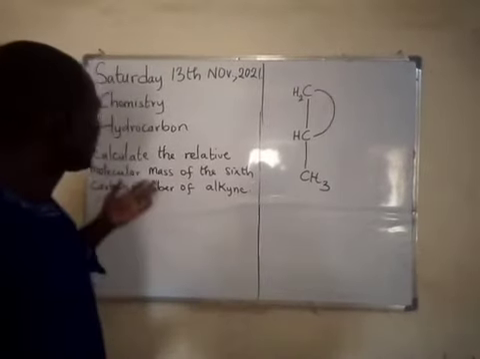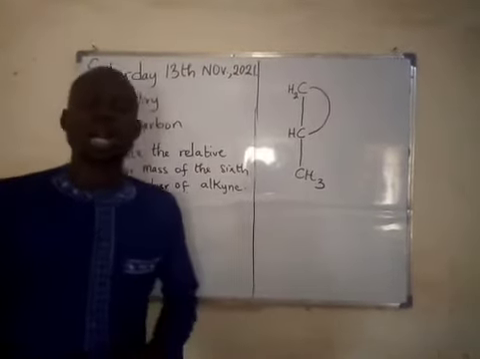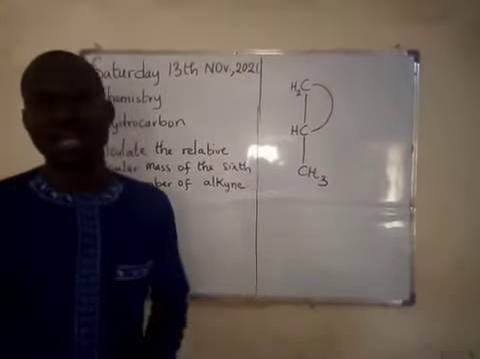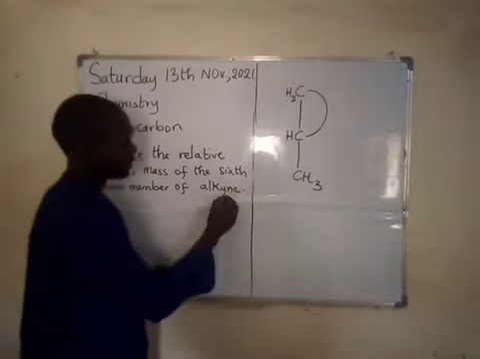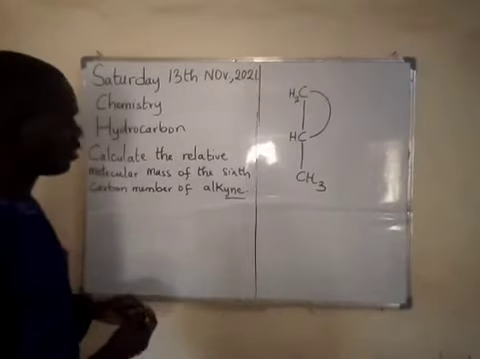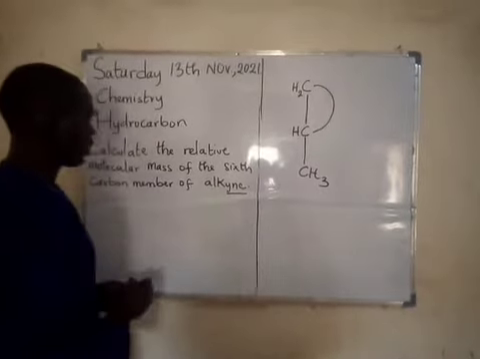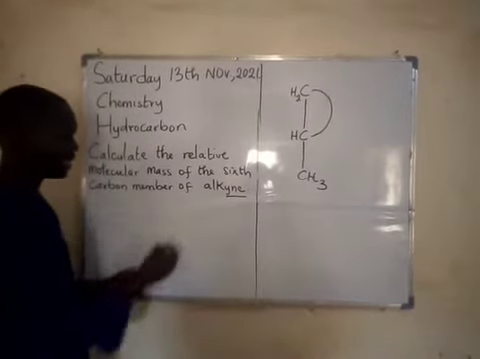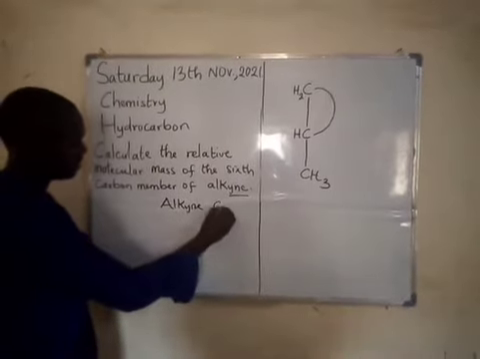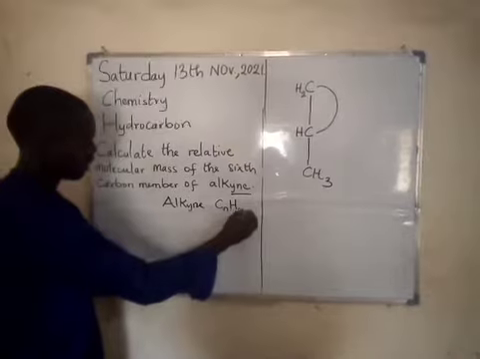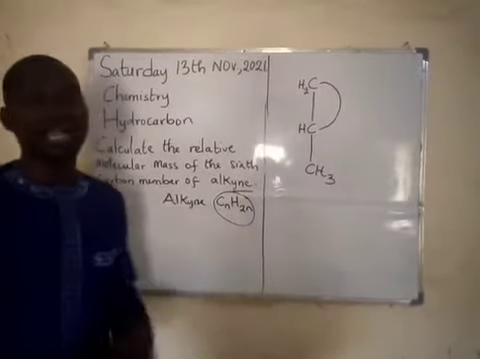Now, if you look at this question, you are asked to calculate the relative molecular mass of the sixth carbon member of alkyne. Don't forget that whenever you come across this sign, it means triple bond. So, in other words, the formula for triple bond, that is alkyne, is CnH2n-2. That is the molecular formula of this group, which is alkyne.